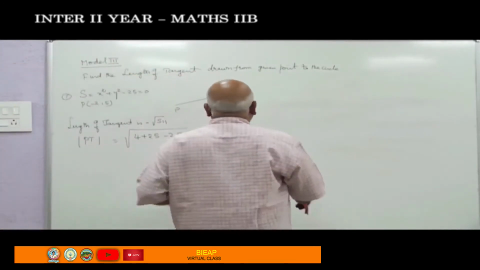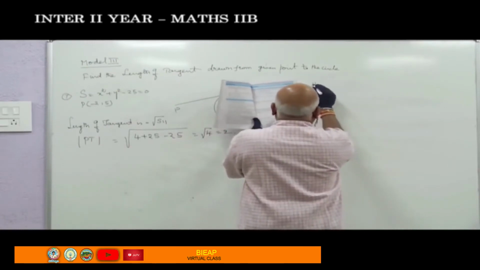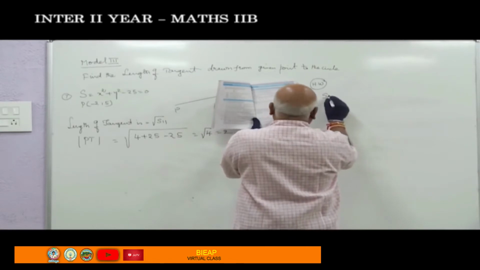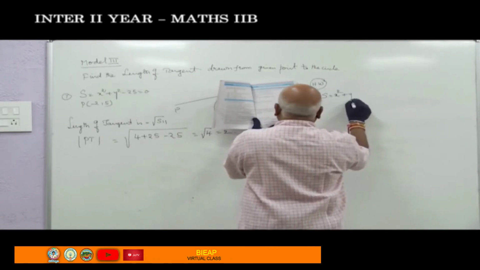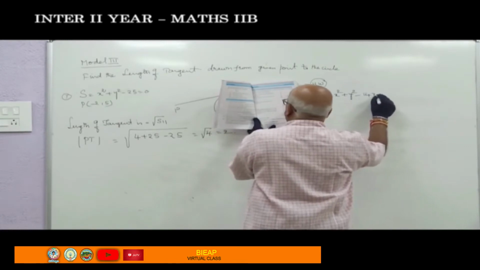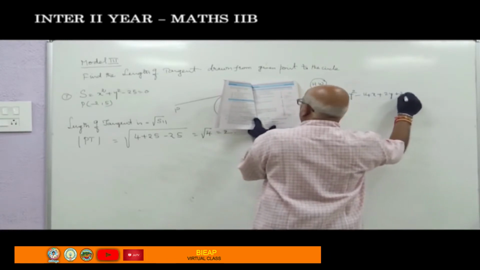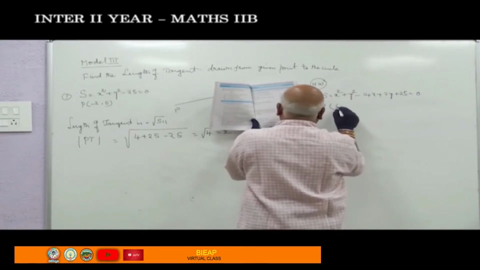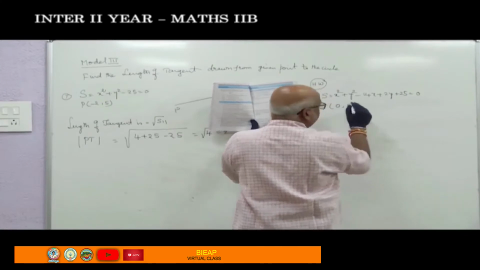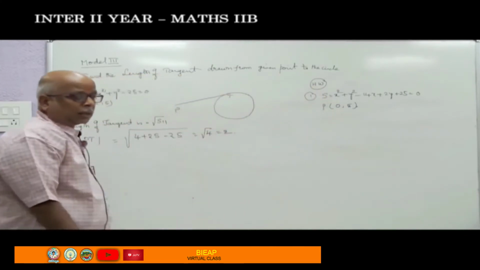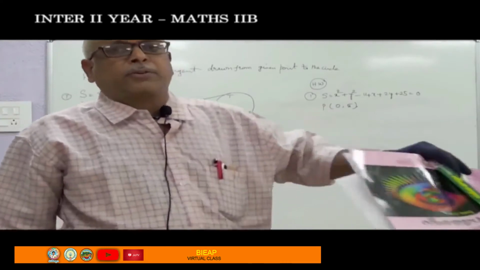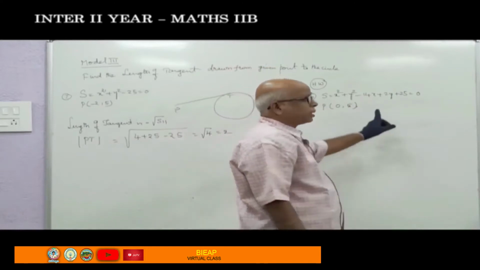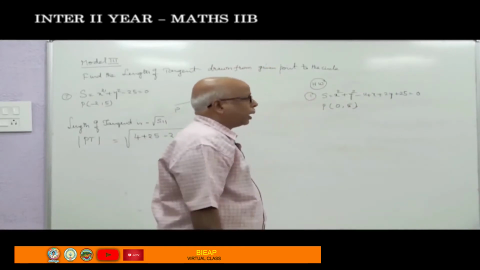Here, in this model, our assignment or homework is number 1, S equal to x square plus y square minus 14x plus 2y plus 25 equal to 0. P is 0 comma 5, let us take. Find the length of tangent. Unfortunately, in some books, equal to 0 they haven't given. Circle equation equal to 0 we should have.